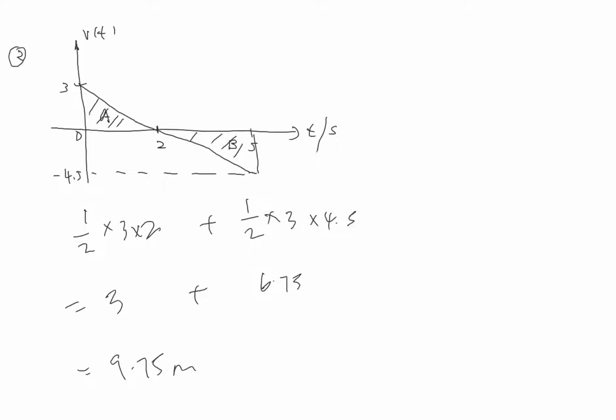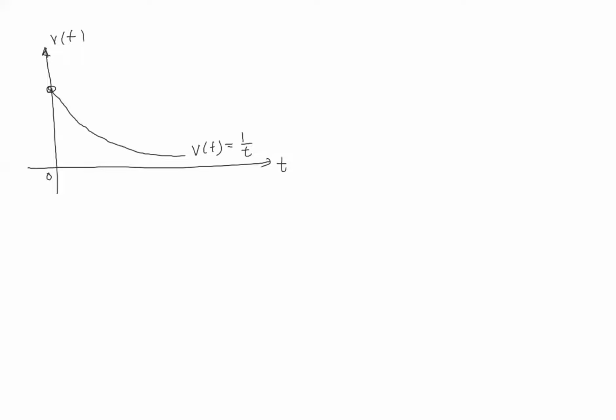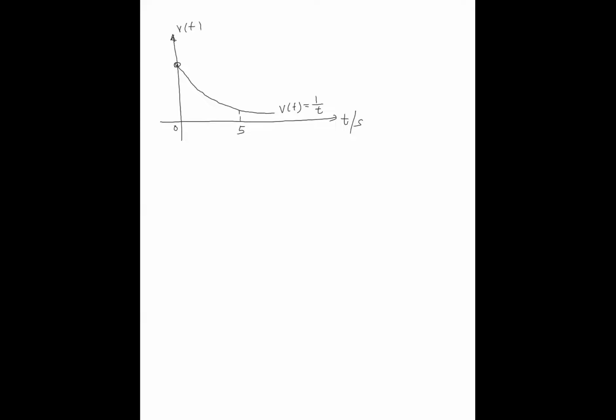So how about the third one now? Am I going too fast? Okay. How about the third one? Whereby I put a knob here, I go down like that, and your v(t) is 1 over t. In the first 5 seconds, can you find the total distance traveled? Can you find the area bounded by this curve?